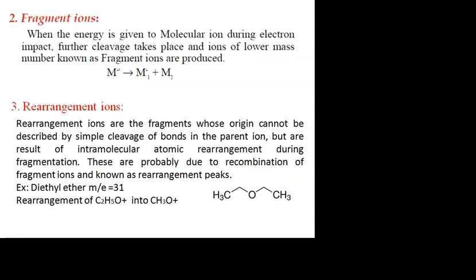The second peak is the fragment peak. It generally forms from the molecular ion during electron impact, which is further cleaved. When the molecular ion is further cleaved, the next ion which is formed is also called a fragment ion. Then the next one is the rearrangement ion. Generally, there will be a rearrangement of the chemical bonds or electrons, and the ions formed from the rearrangement are called rearrangement ions.